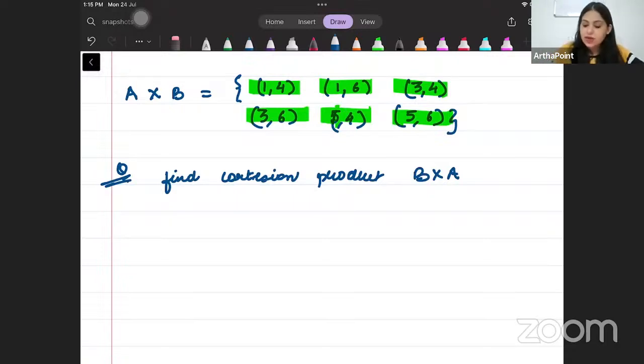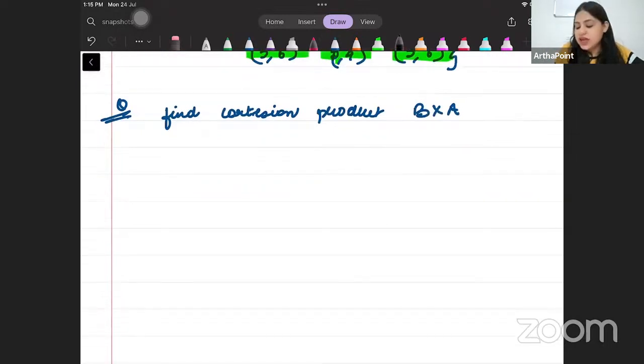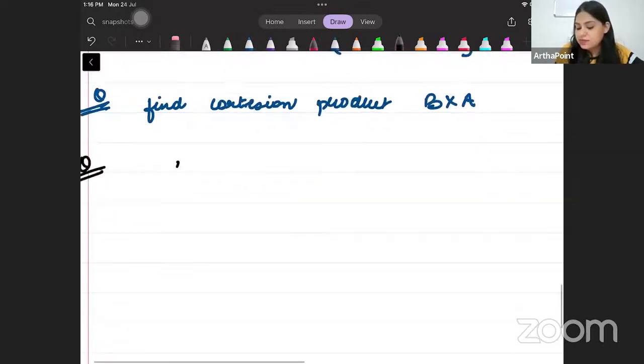Is this clear? Okay. So now what I want you to next do is to go ahead and understand what is an empty set.